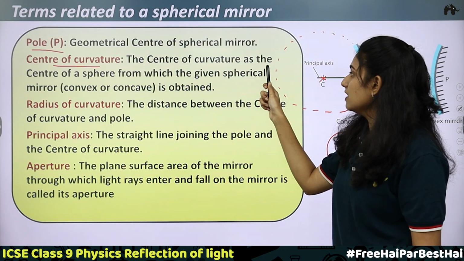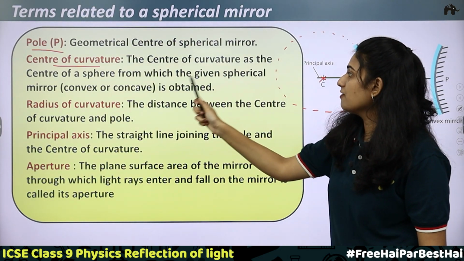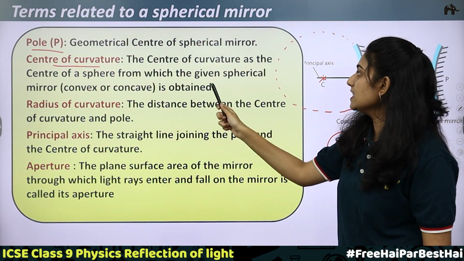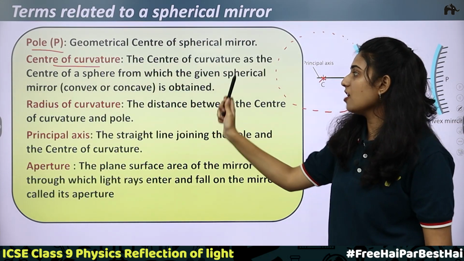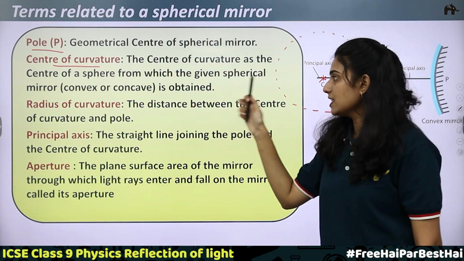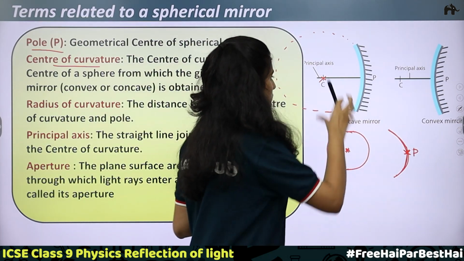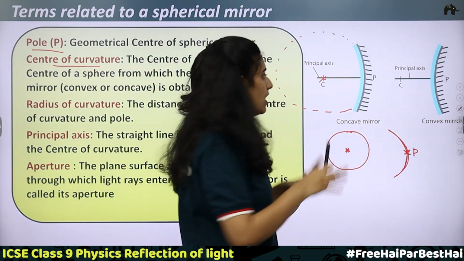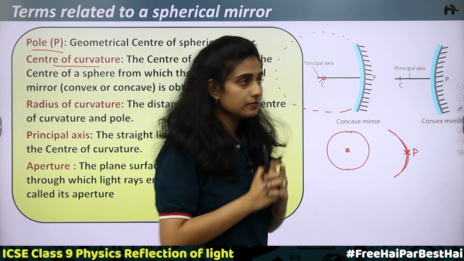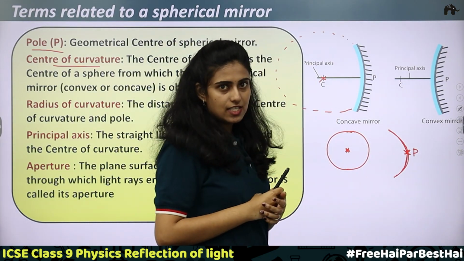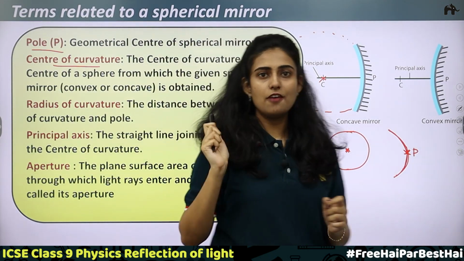The center of curvature is the center of the sphere from which the given spherical mirror, convex or concave, is obtained. It is a part. So we know that the concave mirror and convex mirror are a part of a sphere. The sphere will have a center. The center is called the center of curvature.